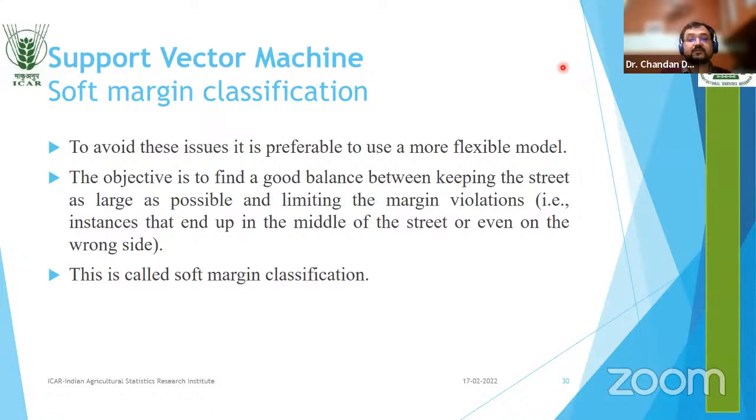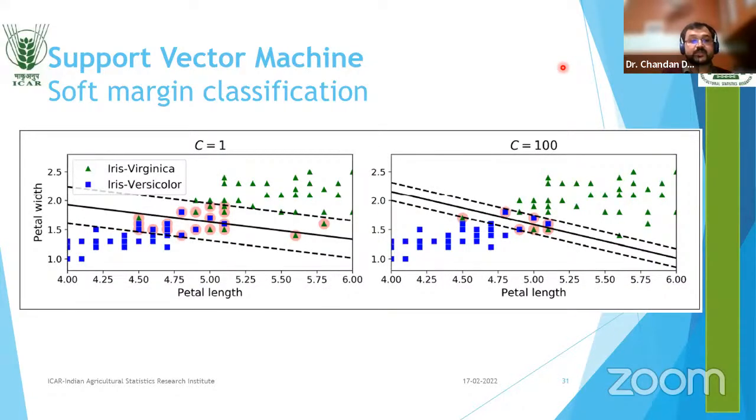That means some kind of flexibility will be there in the margin of the support vector. So it can vary from situation to situation, depending on your data. And sometimes you have to keep a good balance between the hard margin and the soft margin. Okay, so these are the two situations.